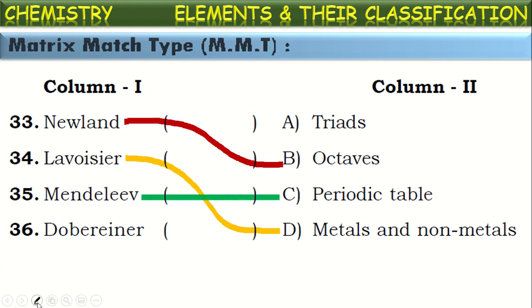Next, Dobereiner. How did he classify elements? He classified three elements as one set which have similar chemical properties. So these sets of three elements are called triads. In honor of his name, they are called Dobereiner's triads. So he classified elements into triads. This is the matching. Observe once: Newlands octaves, Lavoisier metals and non-metals, Mendeleev periodic table, and Dobereiner triads.